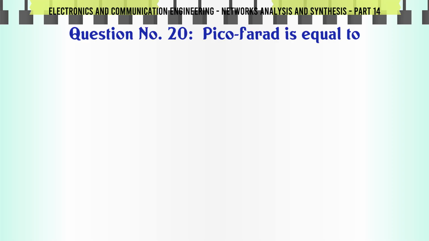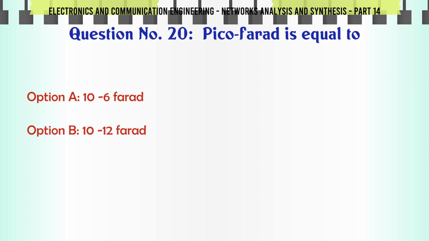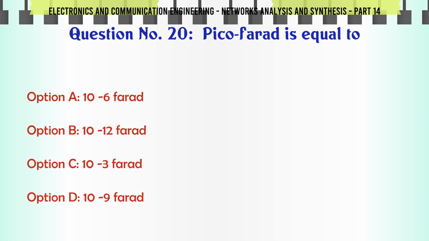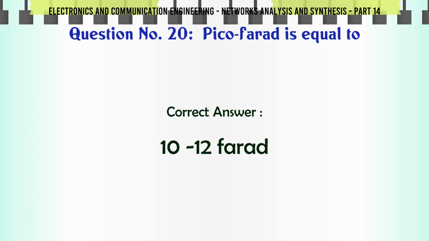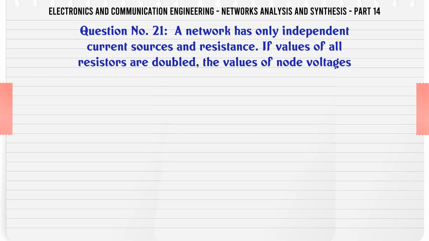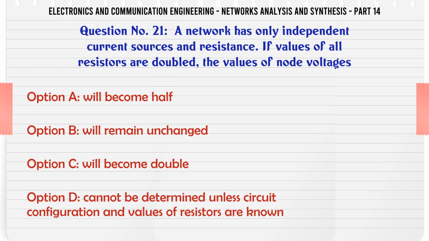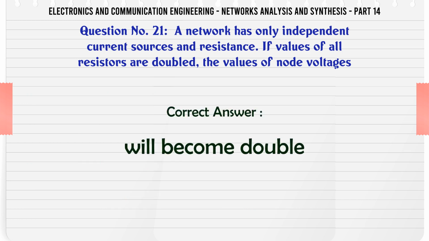Pico-farad is equal to A. 10^-6 farad, B. 10^-12 farad, C. 10^-3 farad, D. 10^-9 farad. The correct answer is 10^-12 farad. A network has only independent current sources and resistances. If values of all resistors are doubled, the values of node voltages A. will become half, B. will remain unchanged, C. will become double, D. cannot be determined unless circuit configuration and values of resistors are known. The correct answer is will become double.